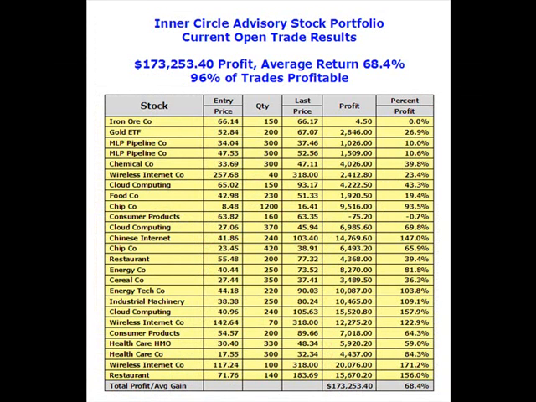Now I use the Keltner channels to help select trades, stock and option trades, for my Inner Circle advisory service, and I'm displaying the current open trade results for the stock portfolio, and you can see we're having a very successful year. We have over $173,000 in open trade profits, an average return of 68%, and 96% of the trades are currently profitable.